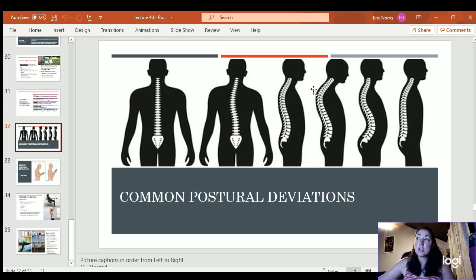Too much of an anterior curve is kyphosis. Too much of a posterior curve is lordosis. And not enough curve would be a flat back. All those are written below if you want to reference this slide later.